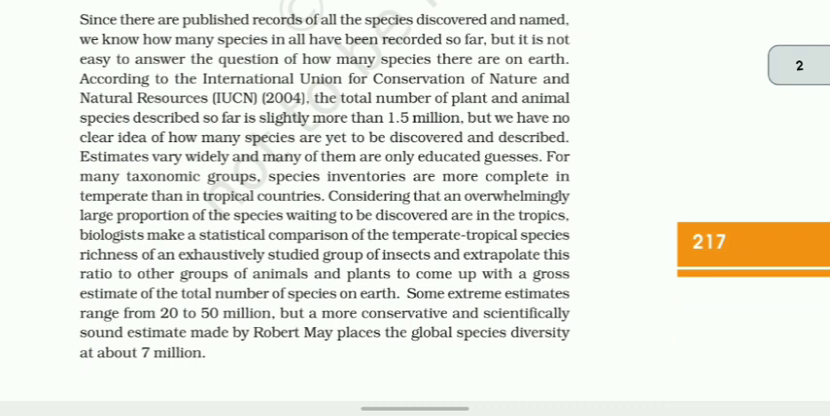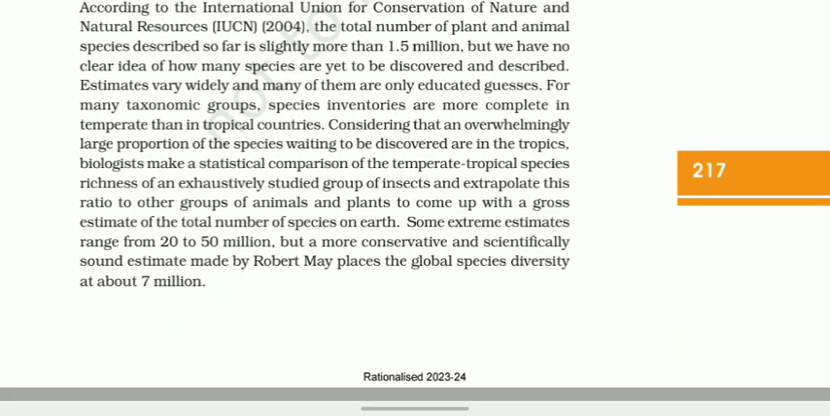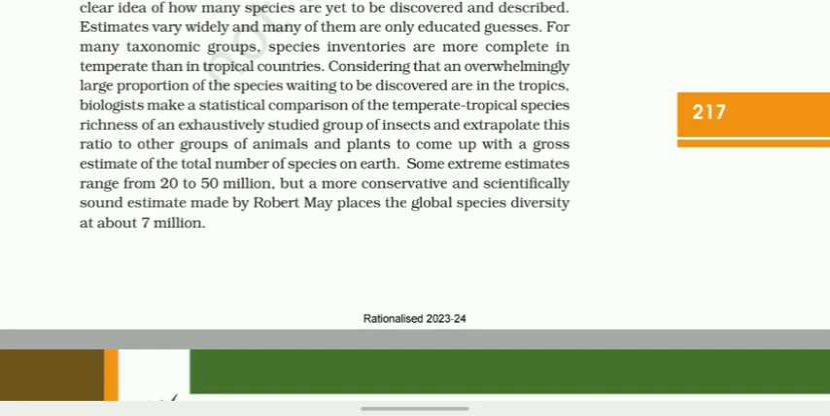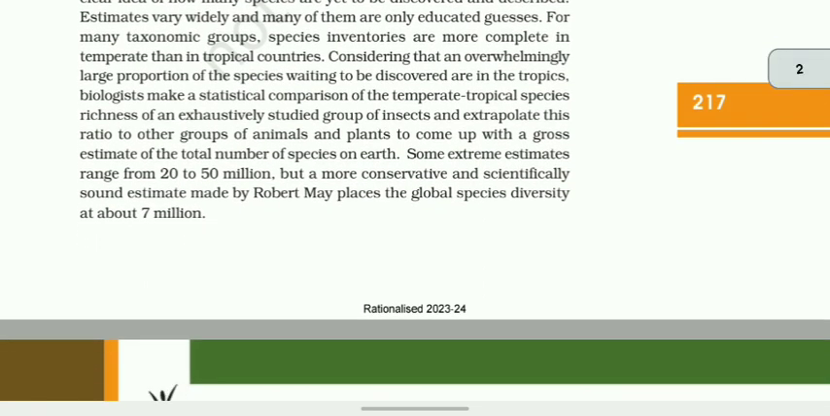According to the International Union for Conservation of Nature and Natural Resources (IUCN) 2004, the total number of plant and animal species described so far is slightly more than 1.5 million. But we have no clear idea of how many species are yet to be discovered and described. Estimates vary widely, and many of them are only educated guesses.